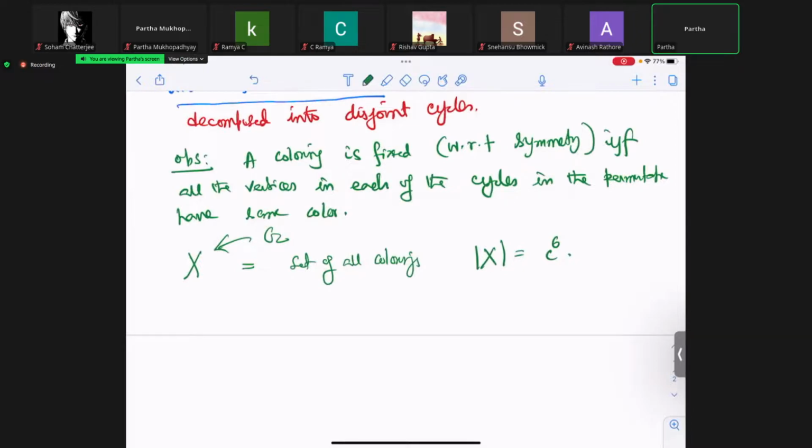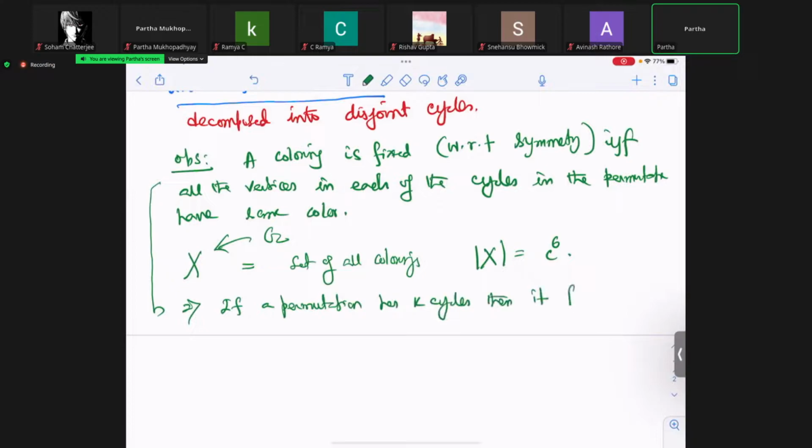So this observation means, if a permutation has k cycles, then how many colorings does it fix? Each cycle you can color in one of the c colors, right? It fixes c power k colorings. That's the fixed point.